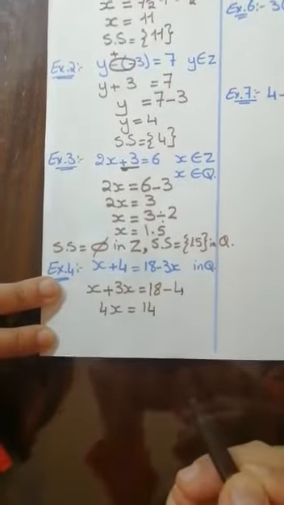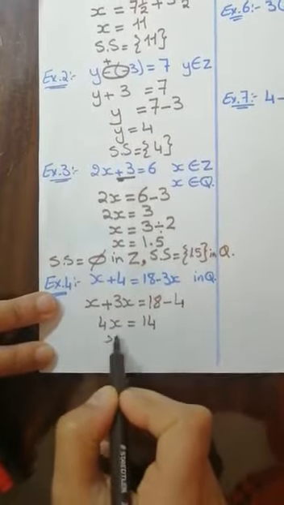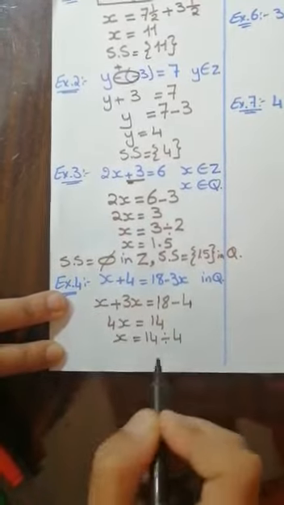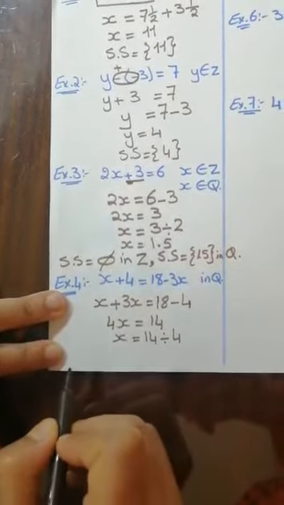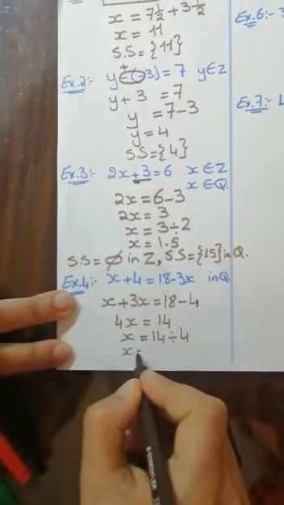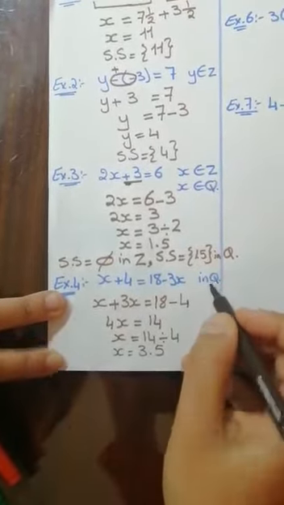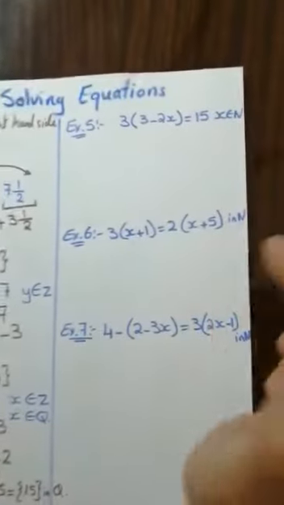The answer is 14. And now x will equal 14 divided by 4. Why divided? Because the relation here was times. So x will equal 3.5. Does this belong to Q? Yes. So my solution set equals 3.5. Let's go to the next example.